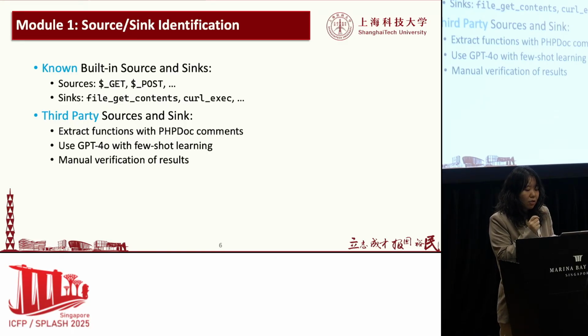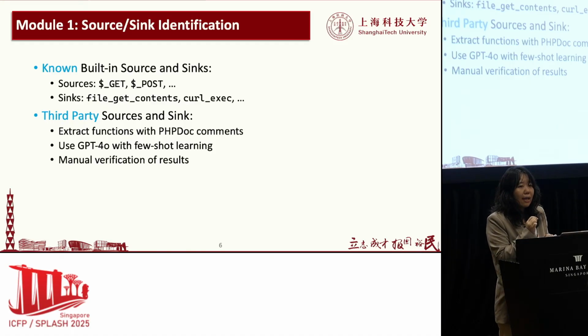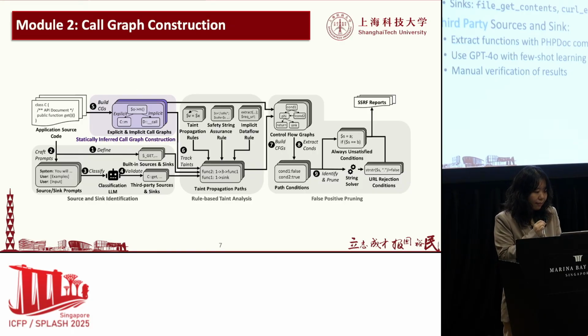For third-party sources and sinks, Artemis focuses on public functions with PHP doc comments because those functions are intended for external use. Then, we use few-shot learning with GPT-4o to classify whether each function is a source, a sink, or neither. To make sure the results are accurate, we manually verify the extracted sources and sinks.